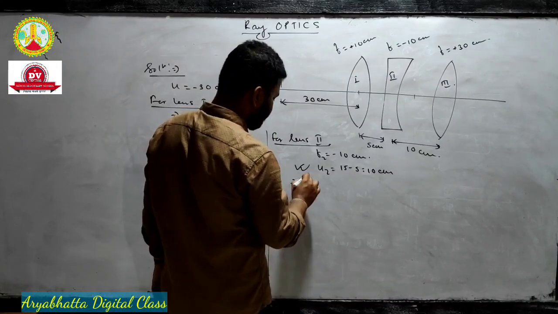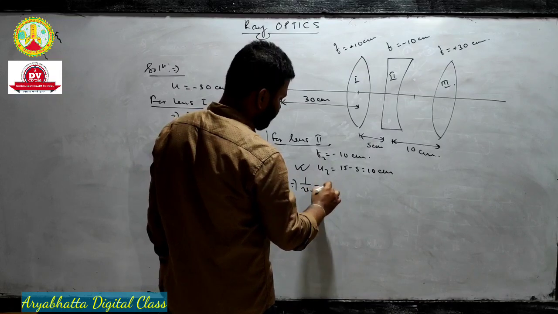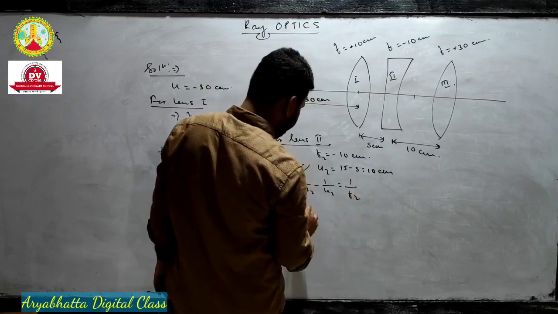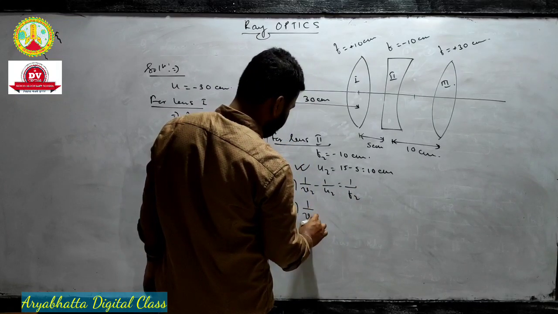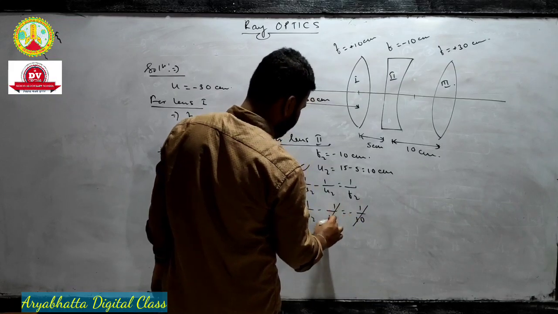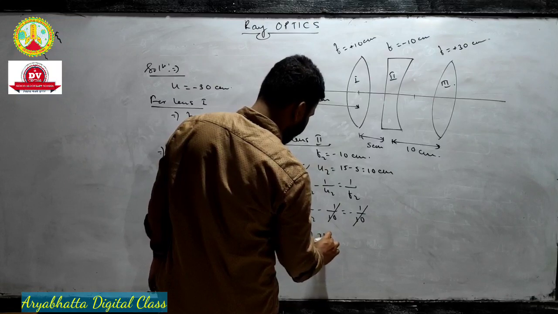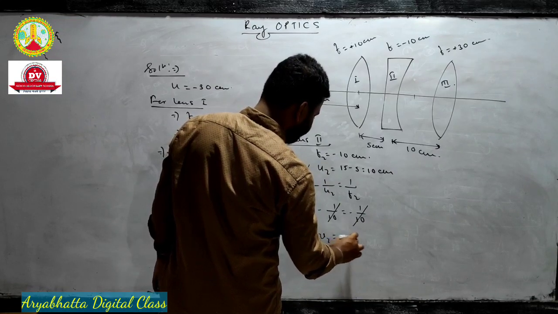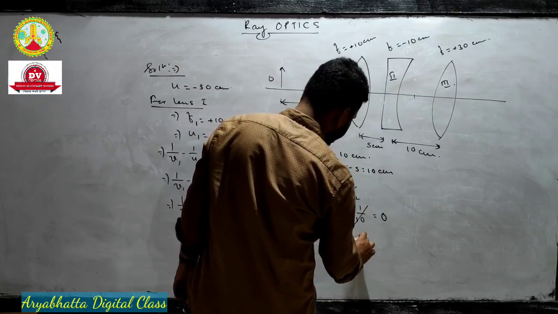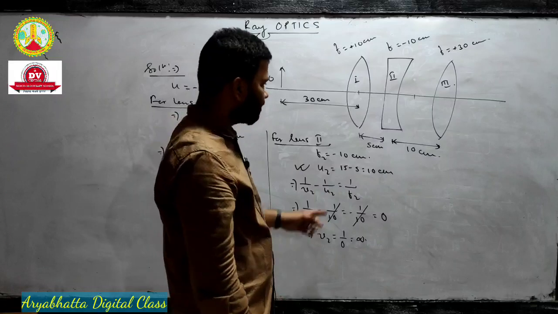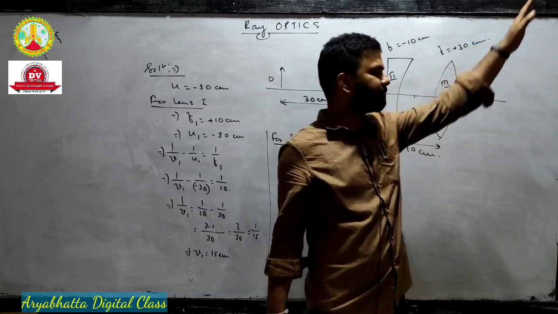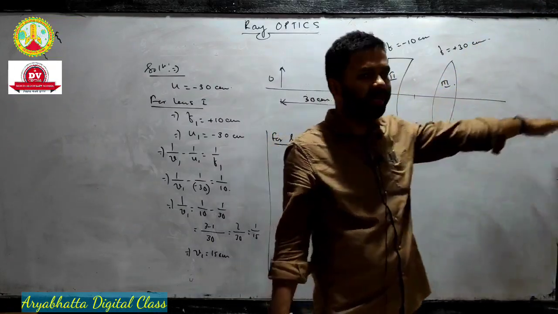So what is V? 1 by V2 minus 1 by U2 is equal to 1 by F2. So 1 by V2 minus 1 by 10 equals minus 1 by 10, the two cancel. So this will be 0. So V2 will be 1 by 0, it is infinity. So what you got? The second lens will produce an image which is at infinity.